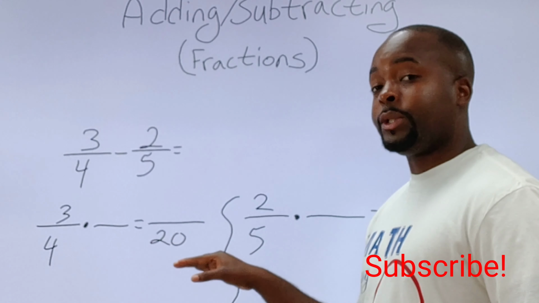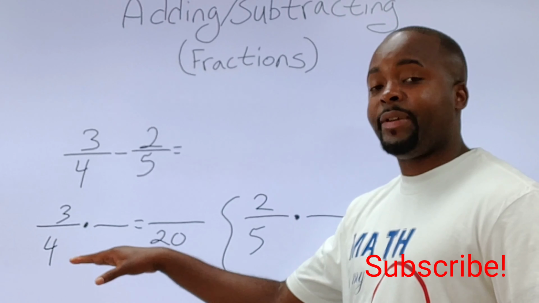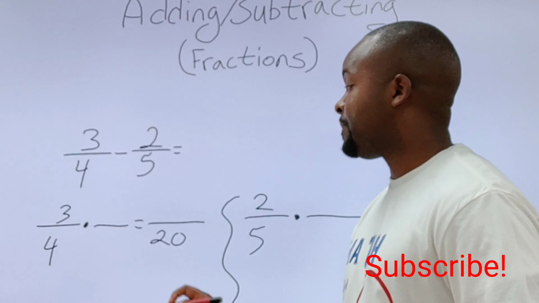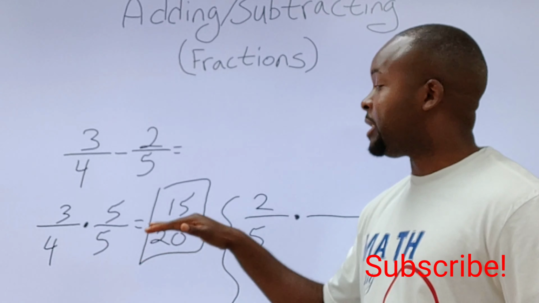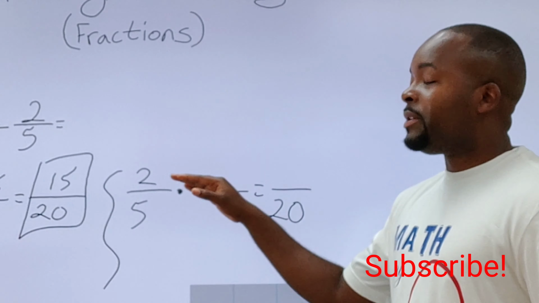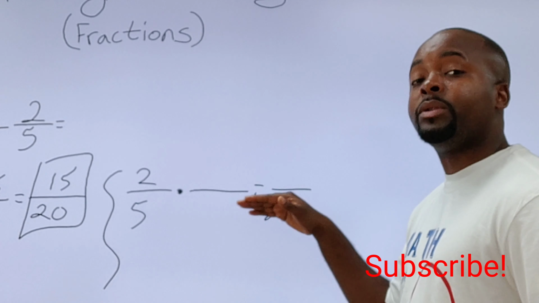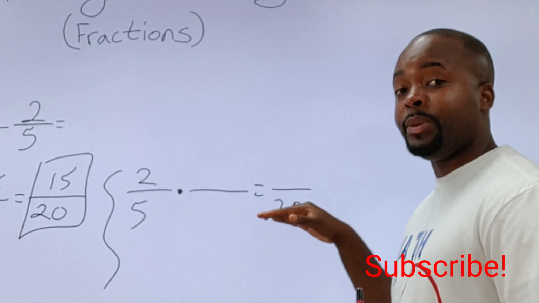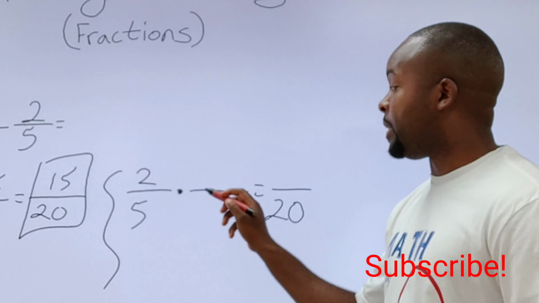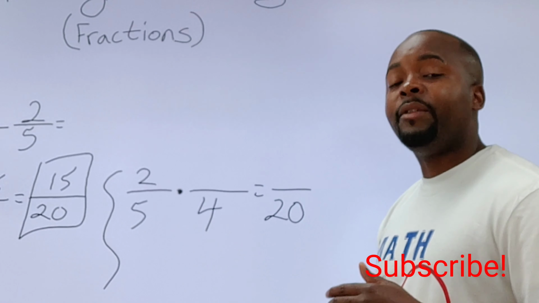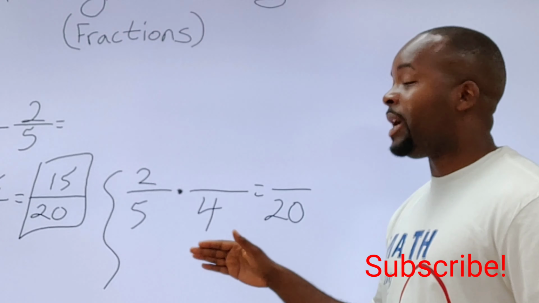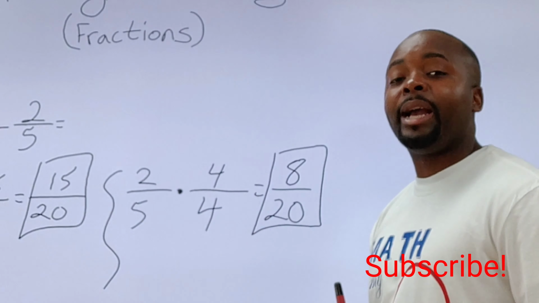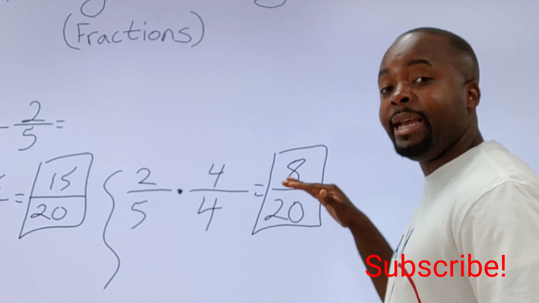4 times 5 equals 20. So if I multiply the bottom number by 5, I'm going to also multiply my numerator, which is my top number, by 5 as well. My new equivalent fraction here is going to be 15/20. On the other side, I have 2/5 times some fraction equals some fraction with the denominator of 20. 5 times something equals 20. Well, we know that 5 times 4 equals 20. And if I multiply the bottom by 4, I also have to multiply the top by 4. My two new equivalent fractions are 15/20 and 8/20.